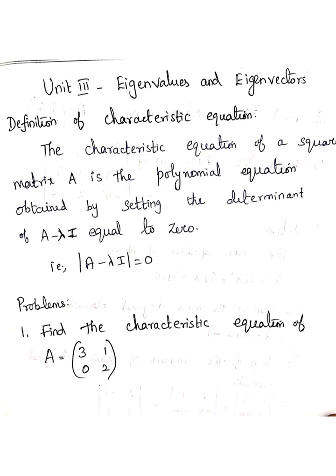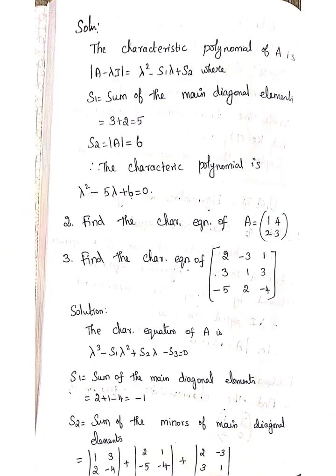Now we will see the characteristic equation. The characteristic equation is mathematically written as determinant of A minus lambda I equal to 0. We have some problems to find the characteristic equation. Given matrix A is equal to [3, 1; 0, 2].